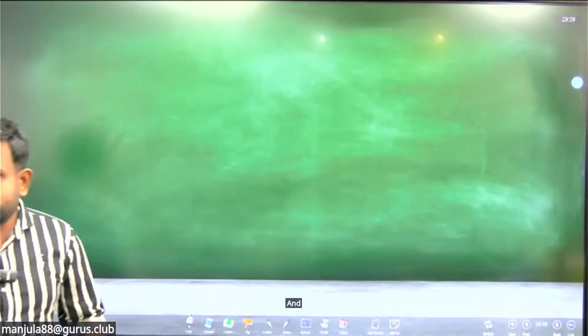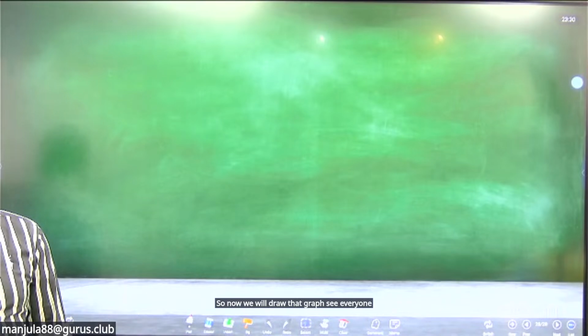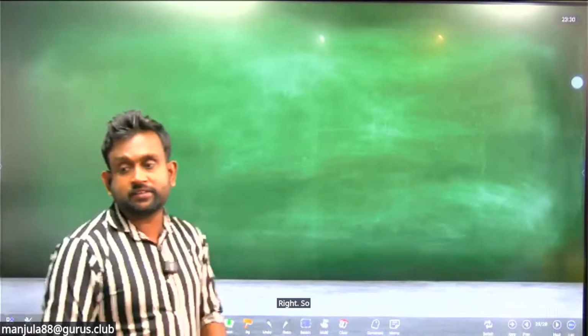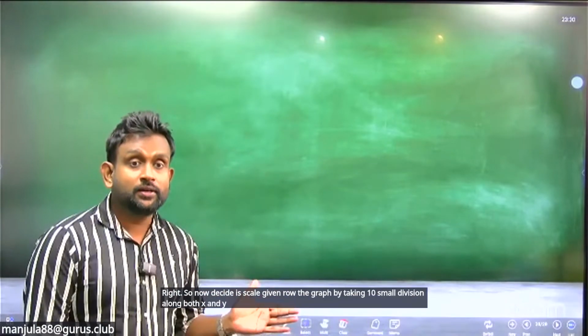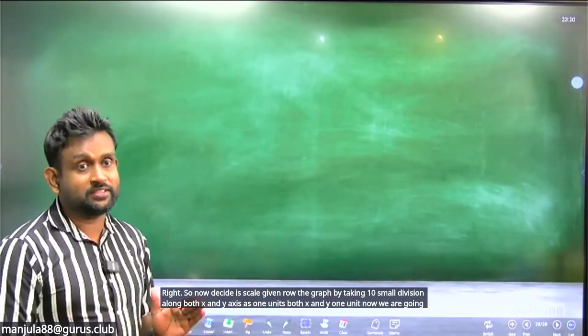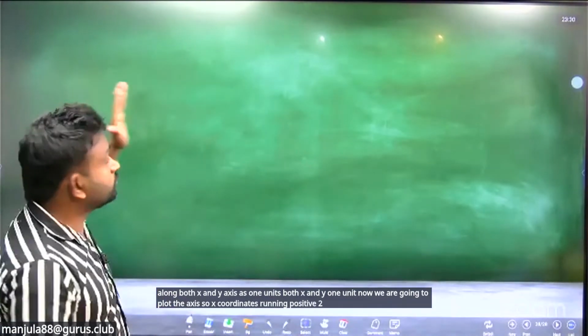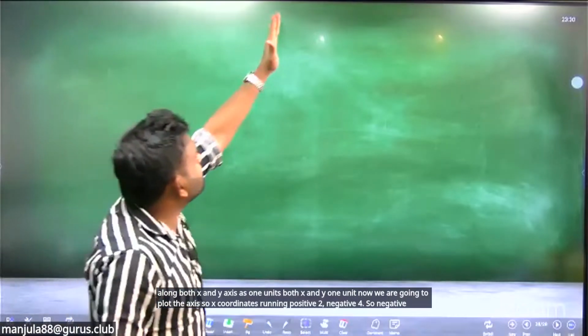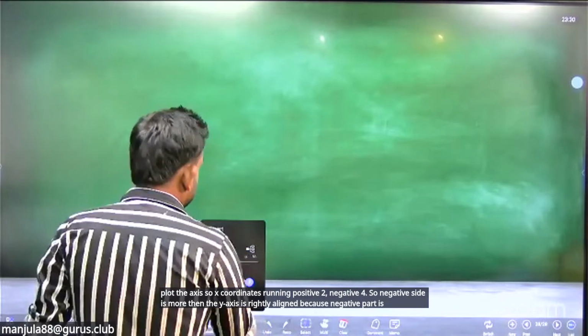So now we will draw that graph. See everyone. Right. So now decide the scale given. Draw the graph by taking 10 small divisions along both the x and y axis as 1 unit, both x and y 1 unit. Now we are going to plot the axes. So the x coordinates run plus 2 to minus 4. So the negative side is more. Then the y axis is placed to the right because the negative part is more. Right.